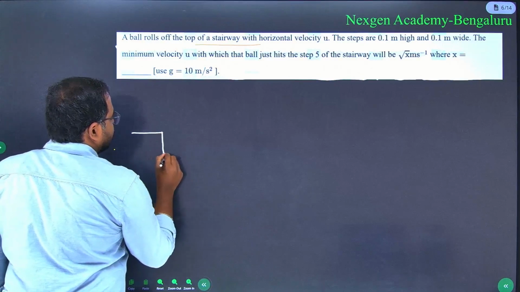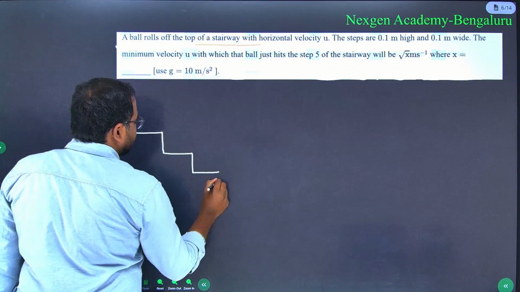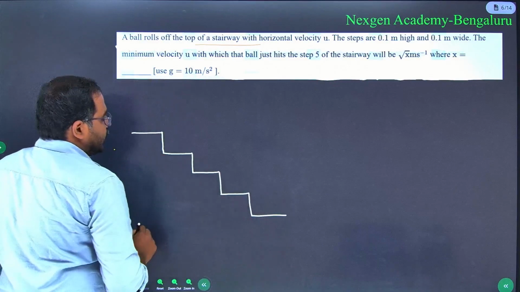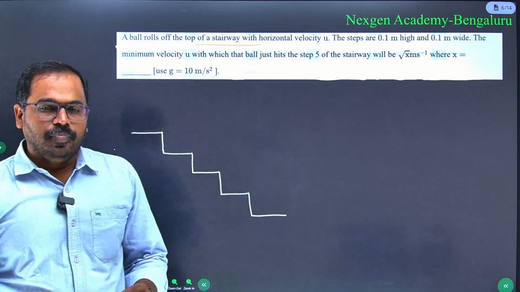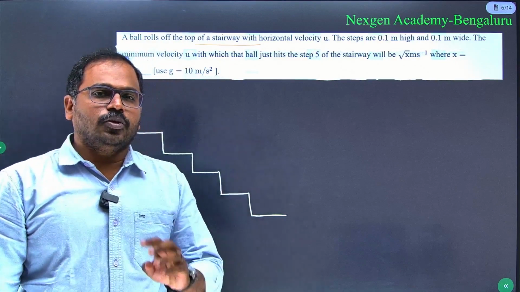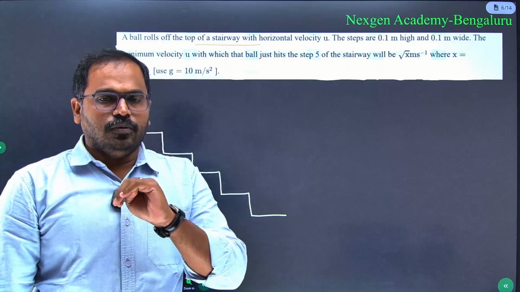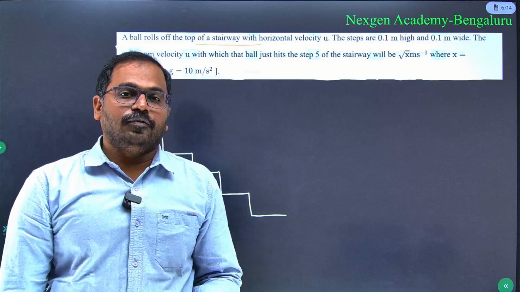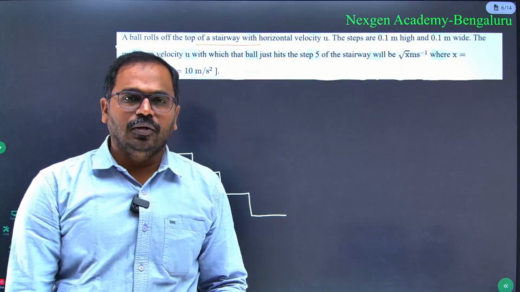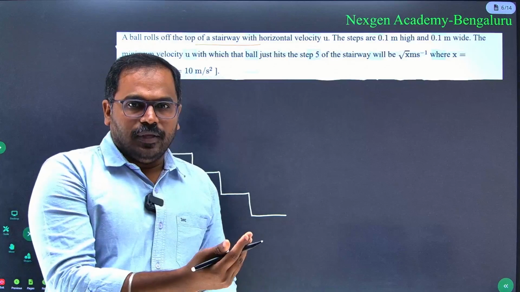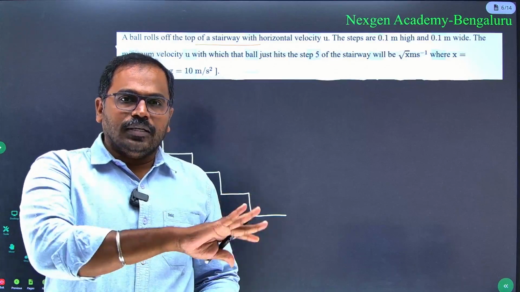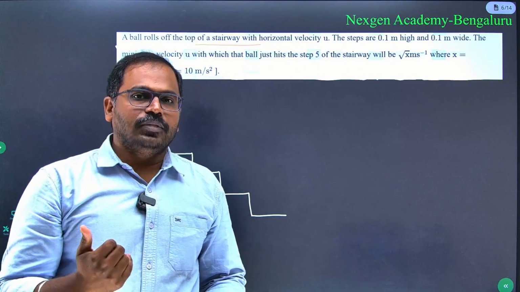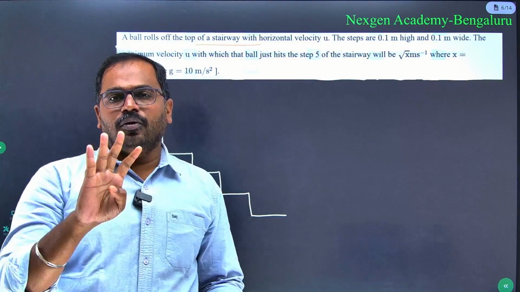In this way, 1, 2, 3, 4, and the fifth one. So to hit the fifth step, that ball has to cross only 4 steps. So this point is a crucial point to solve the question. If you take 5 steps, you cannot answer this question, because to hit the fifth one exactly, it has no need to cross the fifth step. It has to cross only 4 steps. So the number of steps in this question, we have to take only 4.